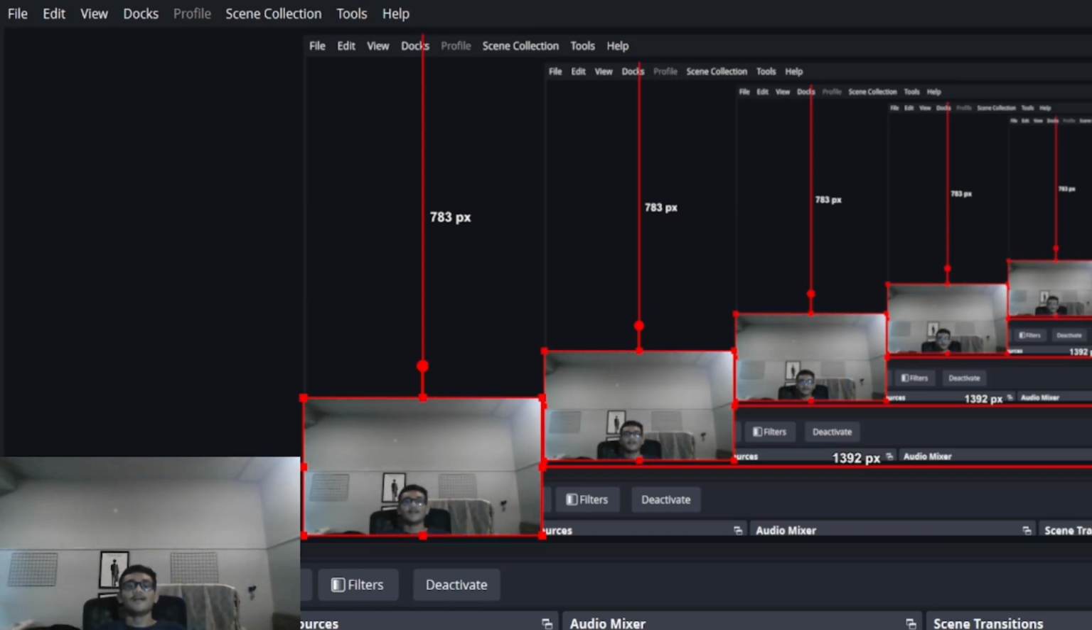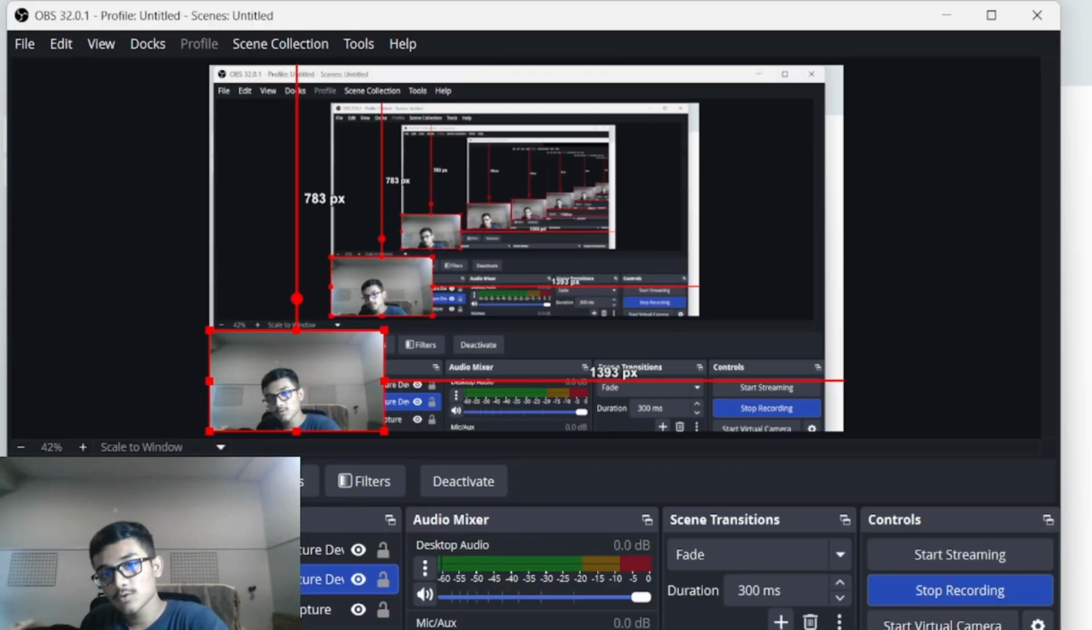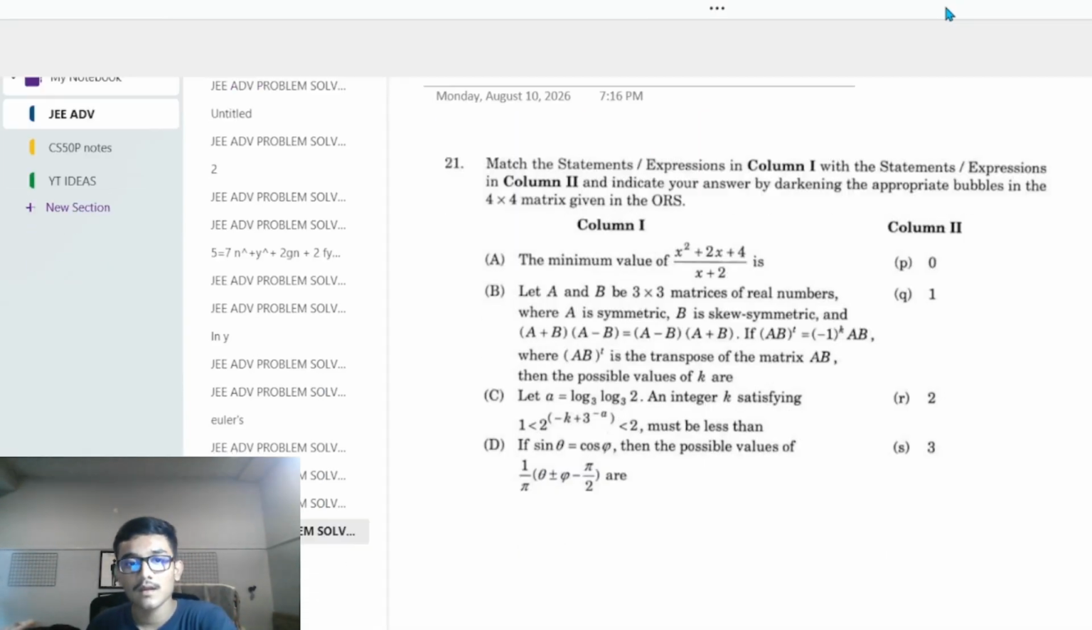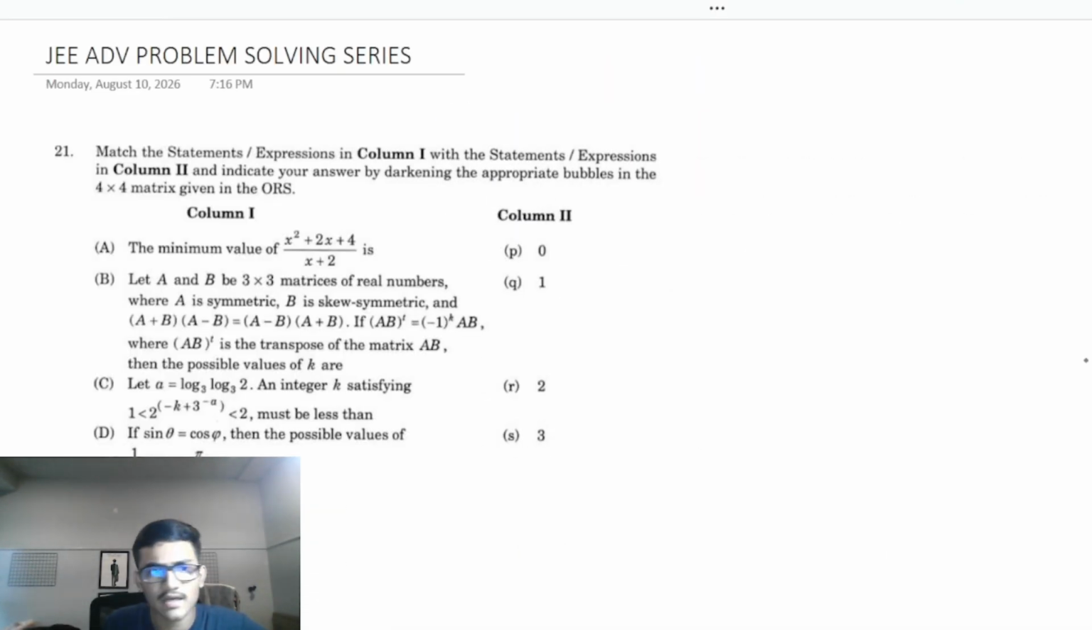What's up? Let us start with another good question. Now, this is the question, and we have to match up basically. Let us check option number one, which says that minimum value of this particular function.